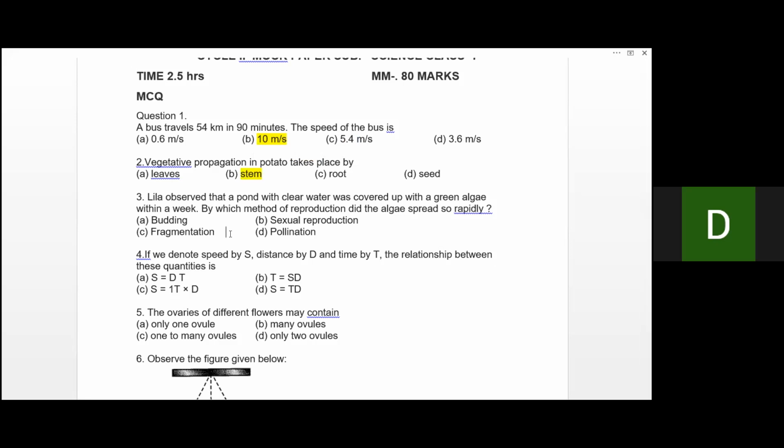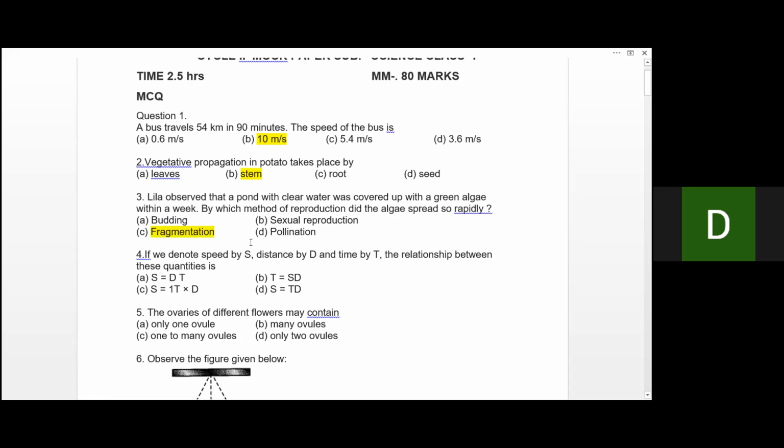Number 3. Leela observed that a pond with clear water was covered up with a green alga within a week. By which method of reproduction did the alga spread so rapidly? Fragmentation. Yes, fine. So the answer is fragmentation.